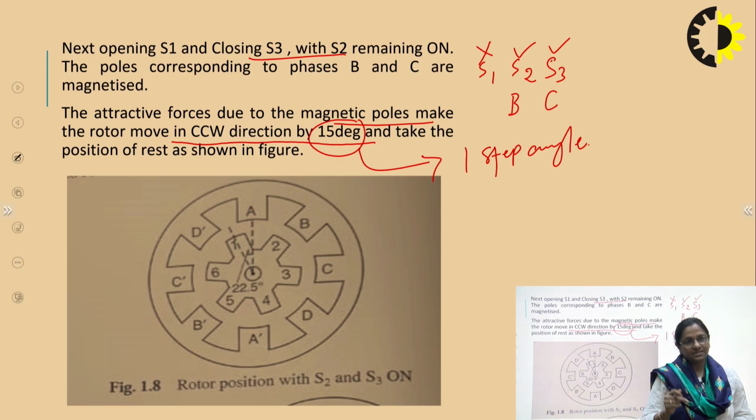In the previous case, as I mentioned earlier, we were considering the position at the start of the operation, the position of the rotor at the reference position of rest, and from that reference position of rest, the rotor movement was by 7.5 degrees. Now onwards, you will find the rotor movement to be 15 degrees. So every switching sequence causes the movement of the rotor in the counterclockwise direction by one step angle, which is equal to 15 degrees.